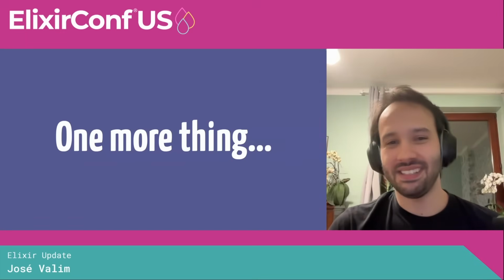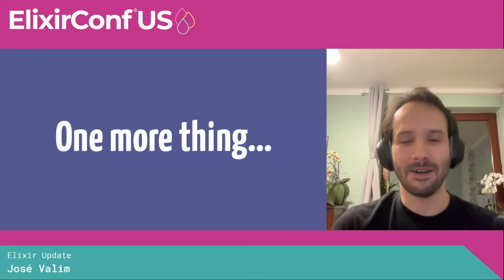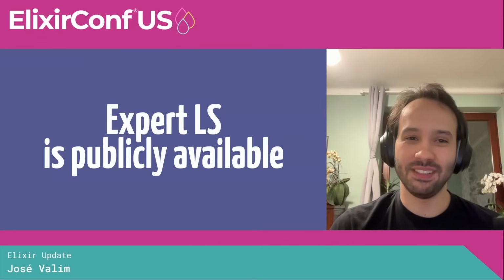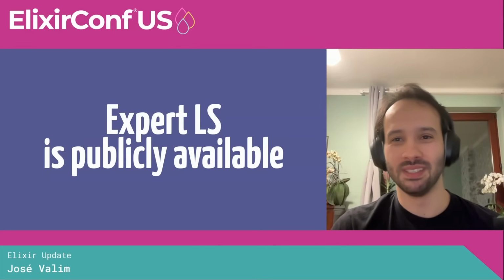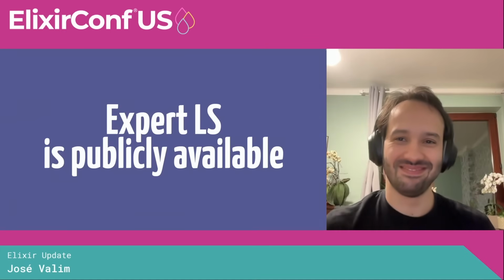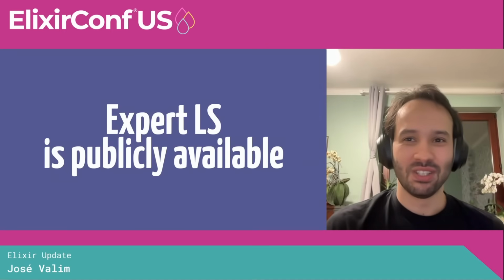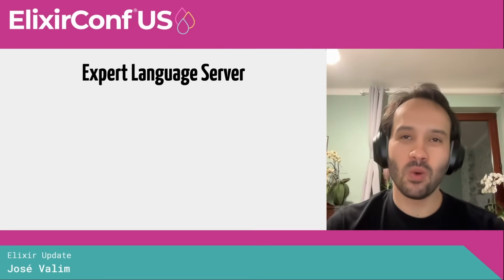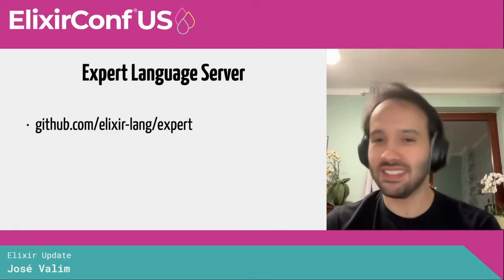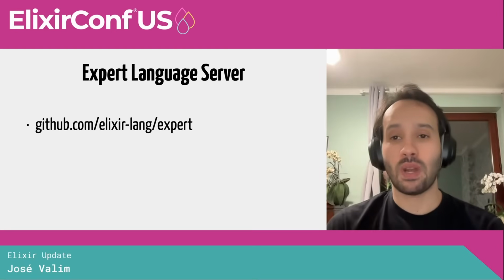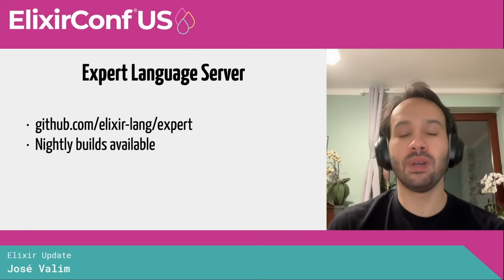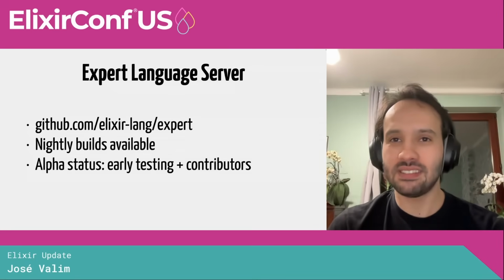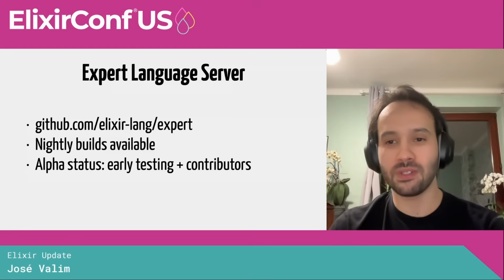Actually, there is one more thing. The expert language server is publicly available. Woohoo! So if you want to check it out, go to github.com/expert. Right now, there are nightly builds available. So it is alpha status, right? It's for early testing, early feedback, and contributors.